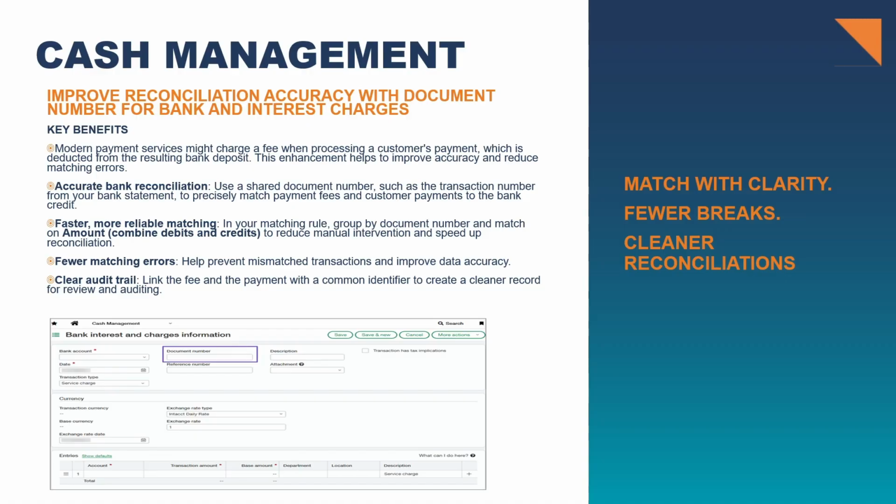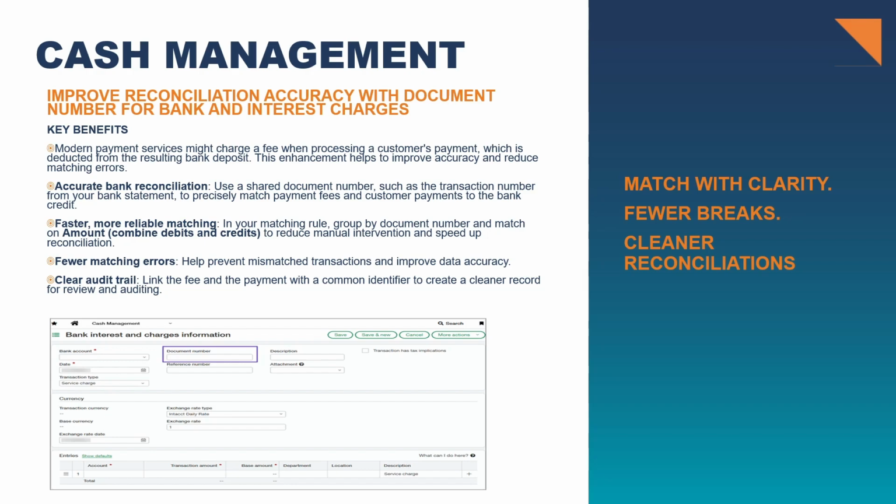If you have your bank charges and interest, which are set at your entity level, you can now use a document number that is built into the field of the bank charges and interest page, and that same reference can now flow through to pages and reports that display document numbers. This is built to create a shared identifier that can also be used during reconciliation to link related entries more precisely.